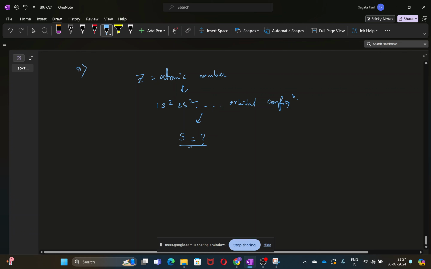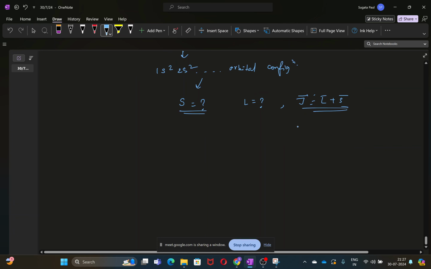Then from there you will see what the spin angular momentum value is, that is the S value, then the L value, the orbital angular momentum value, and as a result the J value, which is the net angular momentum, that is the vector L plus S. So J equals L plus S, and if you take the modulus value of J, then the value will range from the modulus of L minus S to L plus S. This can be either this or this.